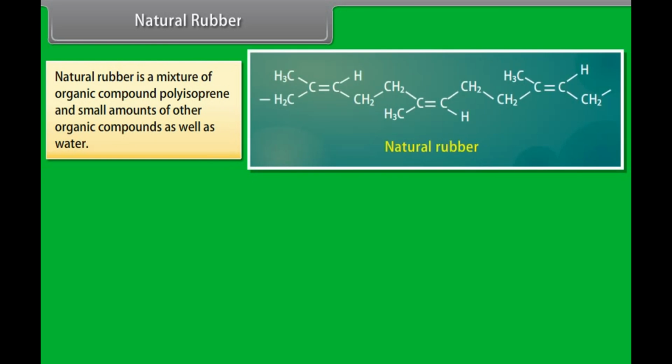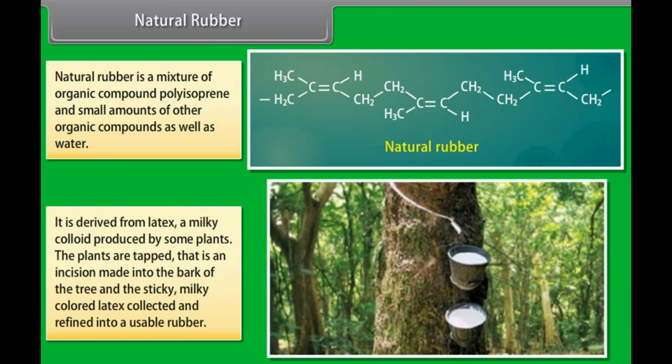Natural rubber. Natural rubber is a mixture of organic compound polyisoprene and small amounts of other organic compounds as well as water. It is derived from latex, a milky colloid produced by some plants. The plants are tapped, that is, an incision is made into the bark of the tree, and the sticky, milky colored latex is collected and refined into a usable rubber.